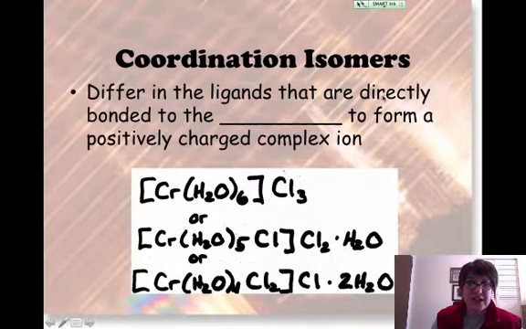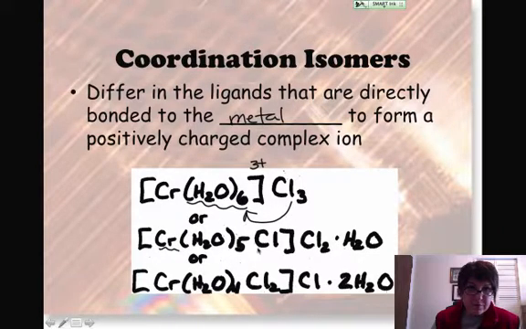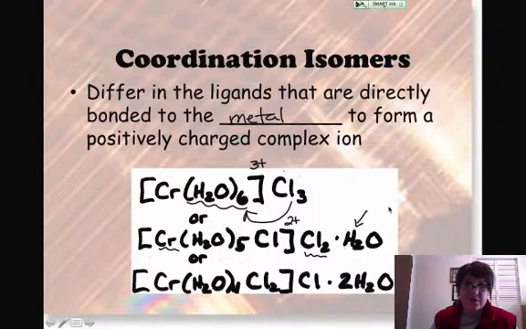First, let's look at coordination isomers. They would differ in the ligands that are directly bonded to the metal in order to form the positively charged complex ion. For instance, you could have the water that's bonded to the chromium, and then the chloride is attracted to this positive ion. Or you could have one chlorine that's also bonded to the chromium in place of one of the waters, so it still has a 2+ charge overall, and then these chlorides are attracted to it, and then the water embedded in its molecular structure is still involved. So it's exactly the same atoms involved, they're just rearranged in a different crystal pattern.